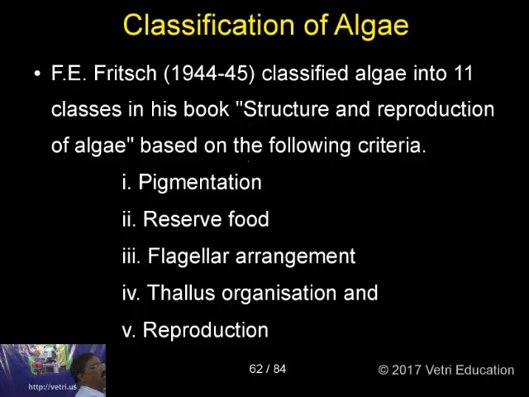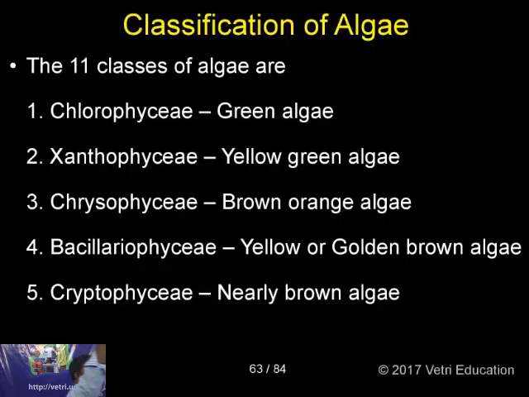Now let us see the 11 classes of algae and their names. Different names are given. For example, chlorophyceae are called green algae. Like that, they are given some names. The second one, xanthophyceae, is called yellow-green algae. Chrysophyceae, known as brown-orange algae. Basilarophyceae, yellow or golden brown algae. Cryptophyceae is known as the nearly brown algae.